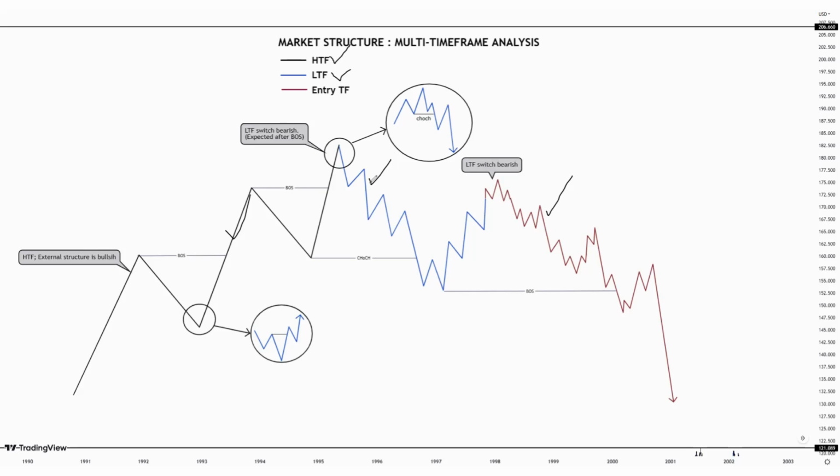Sometimes I'll use 5 minutes, and some go as far as 1 minute. There's nothing wrong with that as long as your screen is big enough to accommodate it and see something. But I'll show you now on the chart, right?